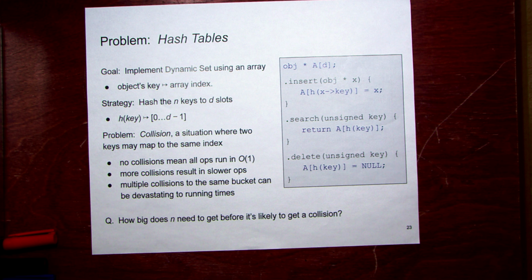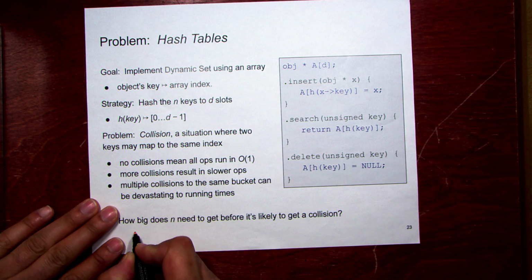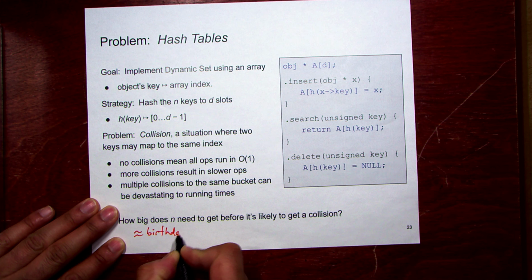So how big does n need to get before it's likely to get a collision? Well, I don't know exactly. Well, I do know, because it's the same as the birthday thing that we did as a group. We want to find out what's the chance that there's any pair of hash indexes that match. So this is very much like birthday part 1.